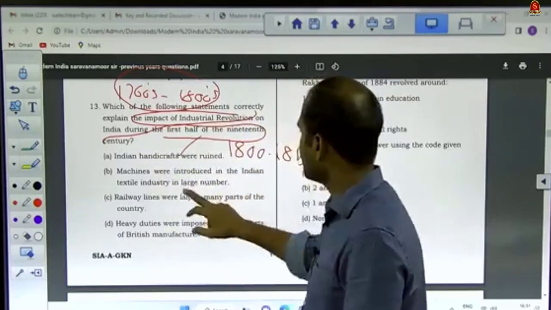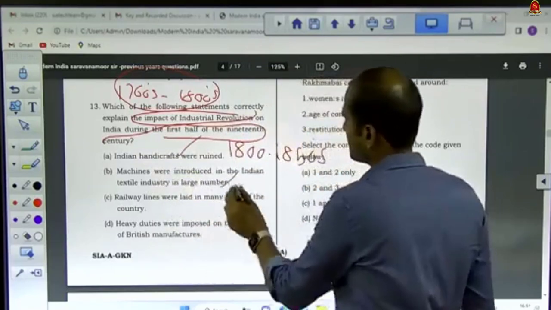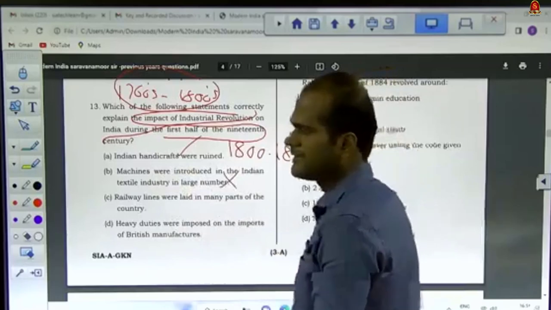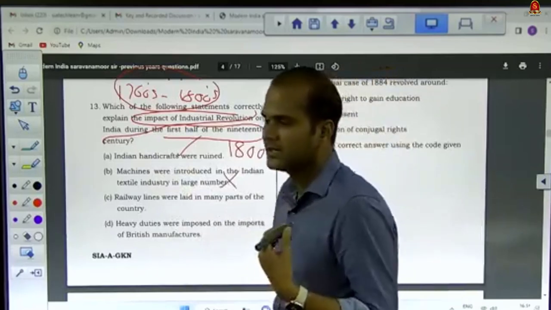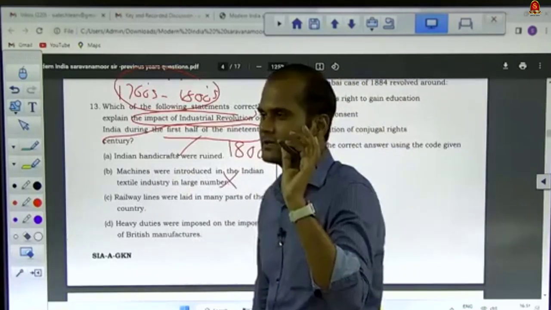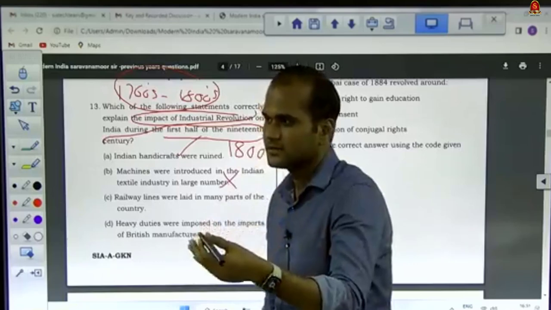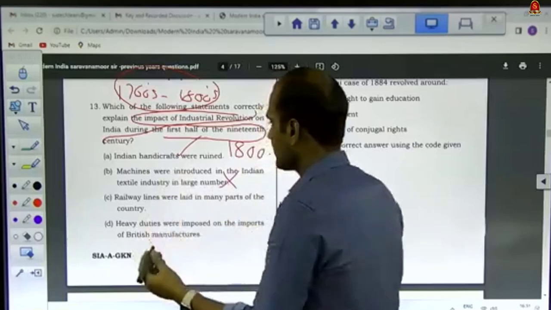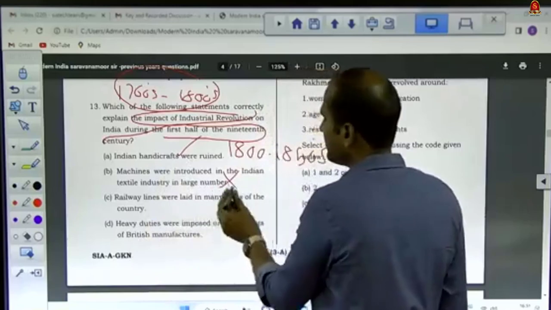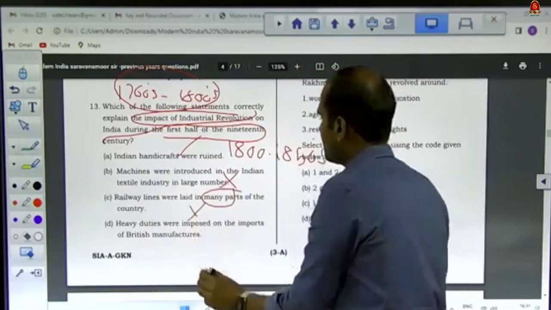Machines were introduced in the Indian textile industry? No. It completely ruined our handicraft industries. The British had no interest in introducing industrialization. If industrialization was introduced, there would be a competitor to the British. Railway lines were in many parts is wrong.